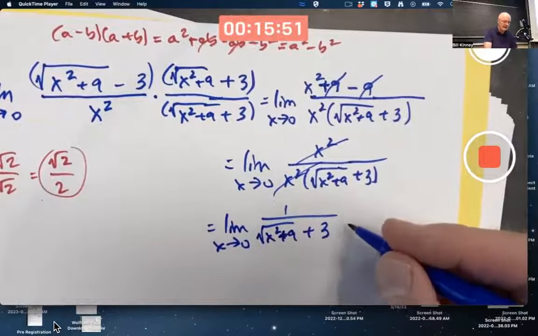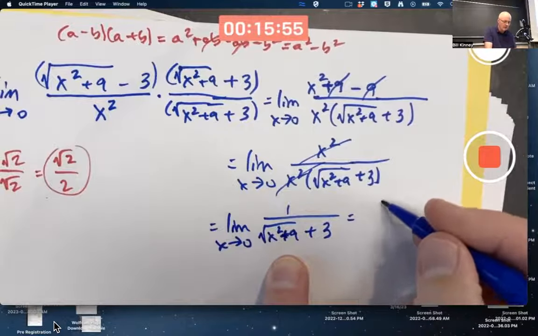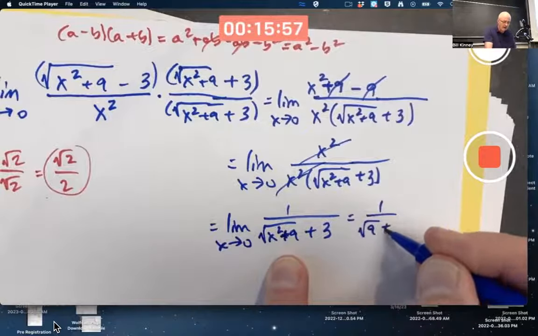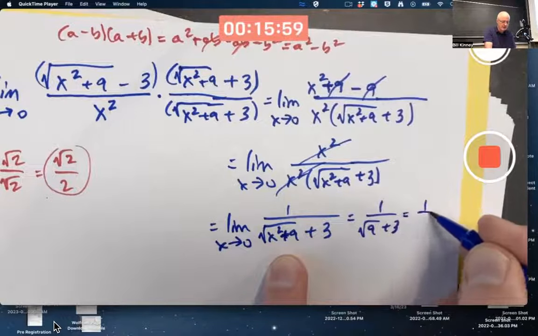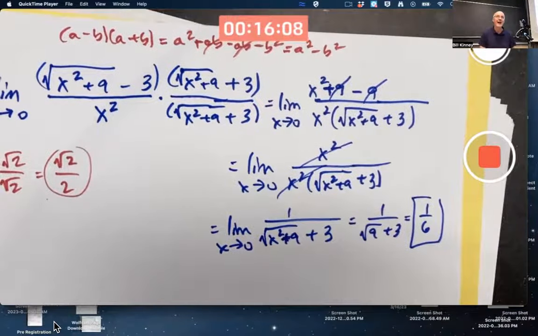But we can now plug in 0 here. This is a continuous function at x equals 0. We'll get 1 over square root of 9 plus 3. Square root of 9 is 3. There we have it, 1/6. There's your final answer. There's an algebraic confirmation that the answer is 1/6.